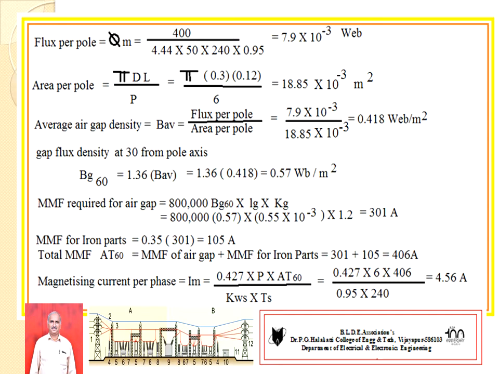Once you are knowing the total MMF at 60 degree from interpolar axis, go for magnetizing current by using expression 0.427 P times AT60 divided by kWs into Ts. What is the value you are going to get? 4.56 ampere. This problem was asked number of times in VTU question paper.